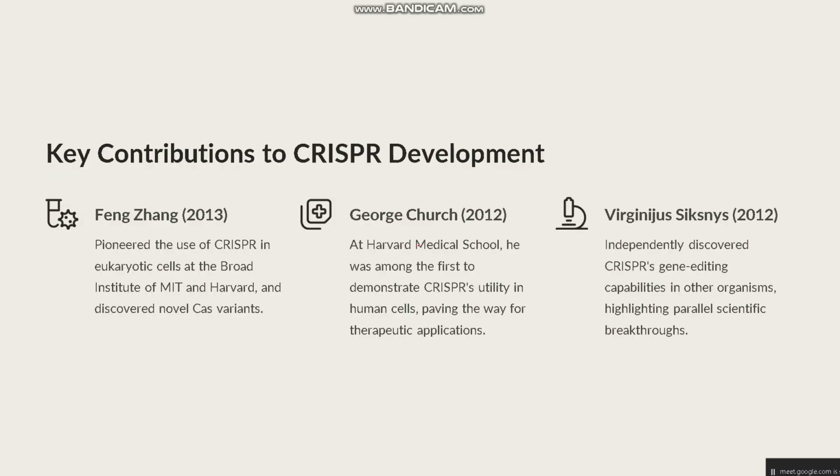So, key contributions to CRISPR development. One of them is Feng Zhang, who in 2013 pioneered the use of CRISPR in eukaryotic cells at the Broad Institute of MIT and Harvard and discovered novel Cas variants. George Church in 2012 at Harvard Medical School was among the first to demonstrate CRISPR's utility in human cells, paving the way for therapeutic applications. This one is actually a key contribution because they demonstrated how to use CRISPR in human cells.